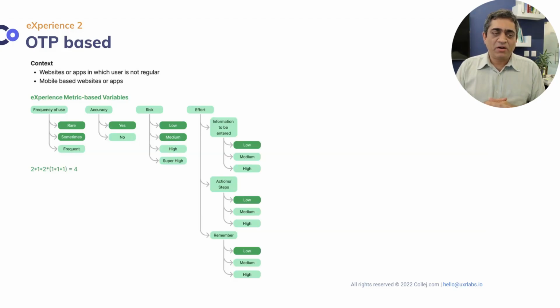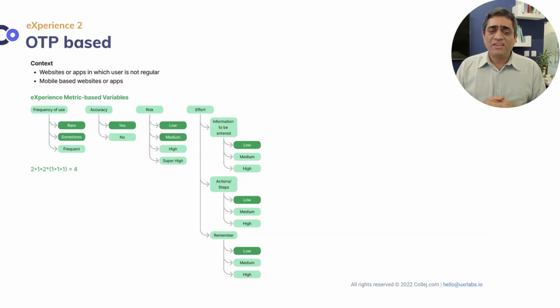When you're thinking about OTP, you usually want to use OTP when you do not want people to remember, right? Essentially you're looking at frequency of use being sometimes or rare, because if you wanted an OTP all the time, let's say I was logging into my Gmail and every time I logged in you wanted me to check my OTP, it's just going to be a hassle, because I really don't want to check my OTP every time. But for those situations where it's rare or sometimes, and people don't want to or cannot remember their password, OTP actually works. Accuracy is good, yes.